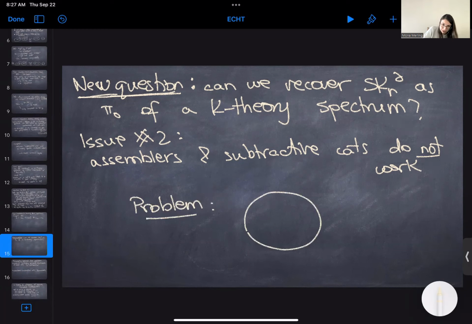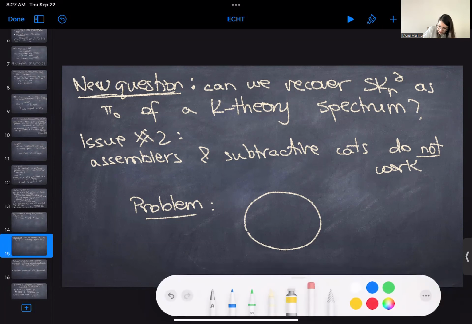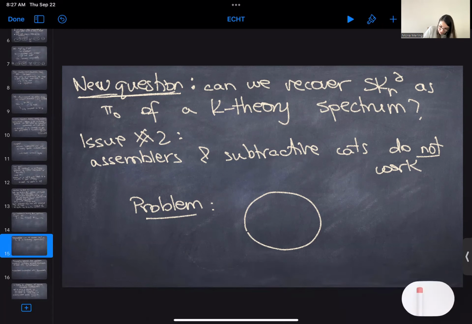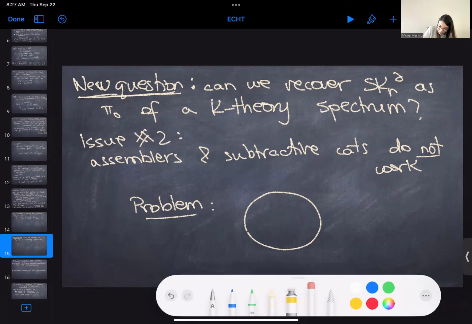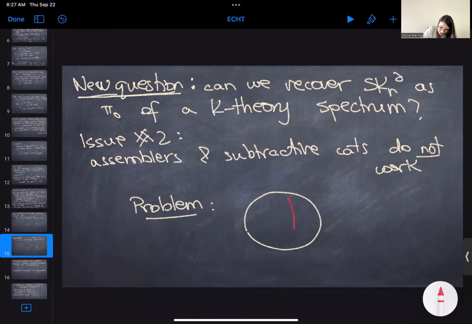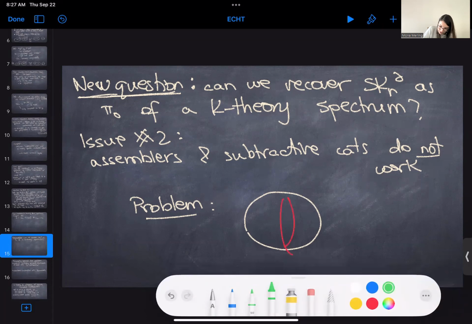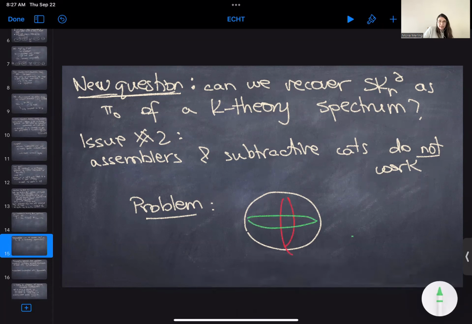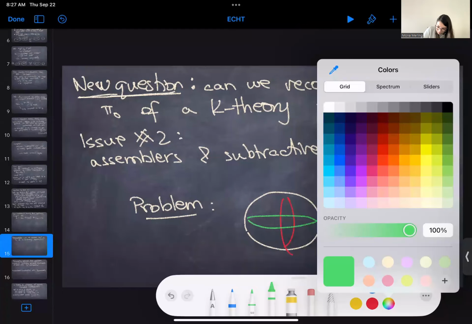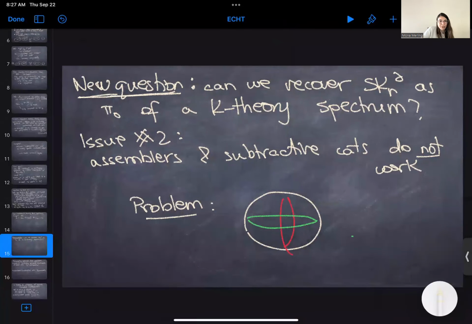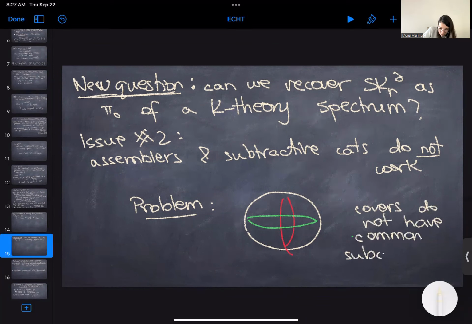For example, for assemblers, as I said, it's a category with notions of covers. But one of the axioms is that any two covers need to have a common subcover. So for example, let's say I cut the sphere like this, and in another cover, I cut it like this. Now if I look for a common subcover, this is not good, because those 4 pieces would be manifolds with boundary. So the problem is that covers do not have common subcovers.